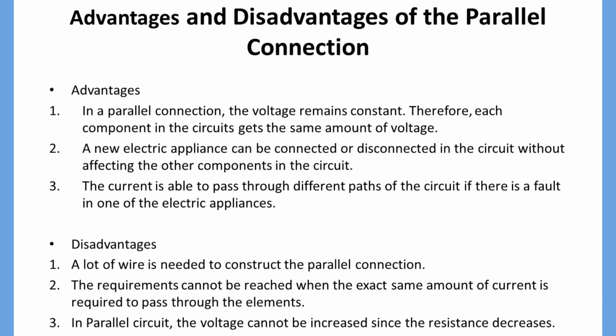Disadvantages. 1. A lot of wires is needed to construct the parallel connection. 2. The requirement cannot be reached when the exact same amount of current is required to pass through the element. 3. In parallel circuits, the voltage cannot be increased since the resistance decreases in the parallel circuit.